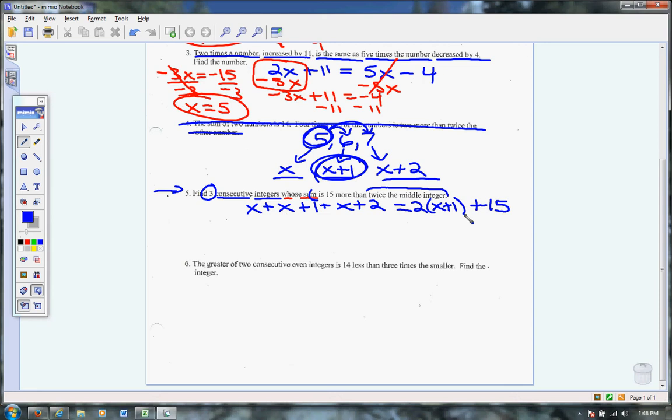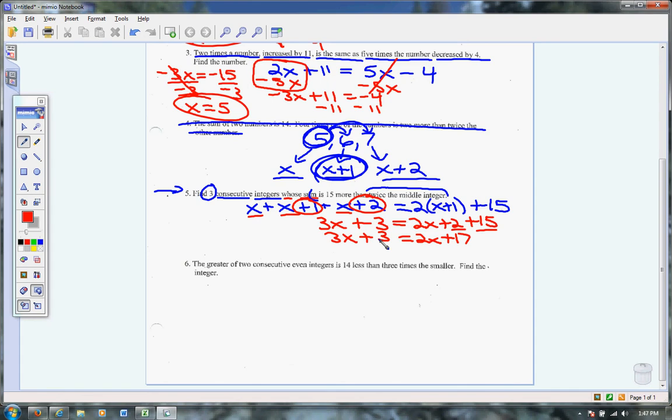Now, everything from this point is some steps that we know how to do. I need to combine my x's. I've got an x here, here, and here, so I'm going to have 3x. I've got a positive 1 and a positive 2, so this is going to become 3x plus 3 equals, on the right side, I would do distributive property. So that would be 2x plus 2 plus 15. Combine my 2 and my 15. So I'd have 2x plus 17, and on this side I still have the 3x plus 3.